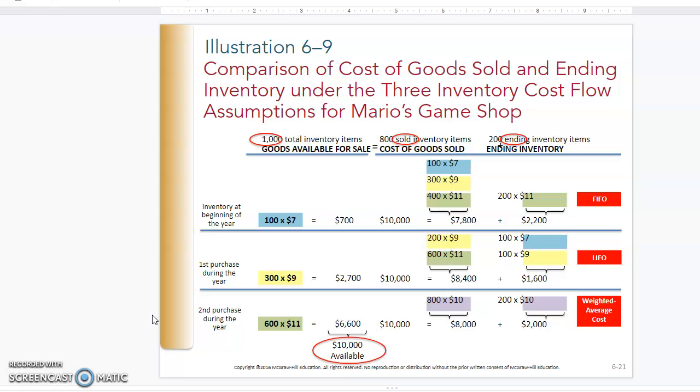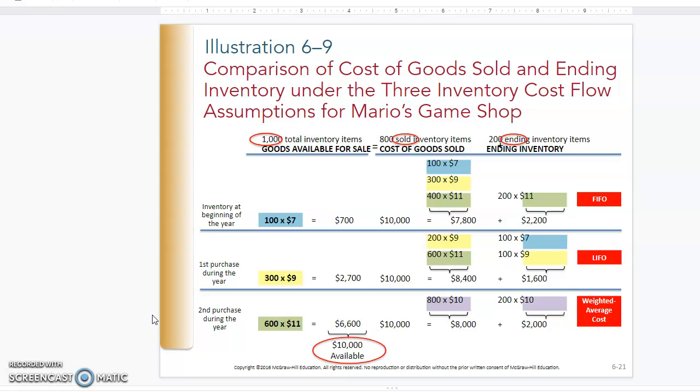The beginning inventory shown there had 100 units at $7. Then they purchased 300 units at $9 apiece, and then they purchased 600 units at $11 apiece. Multiply those all out, and what we have in our inventory account is $10,000. That represents the 1,000 units.